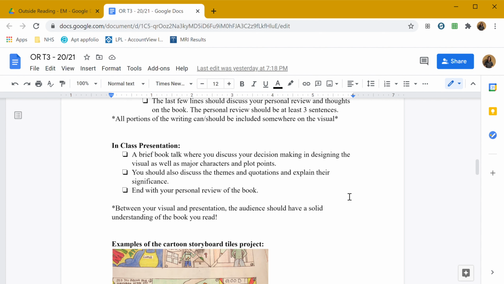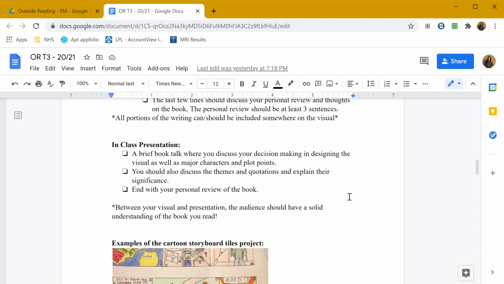And then in the same way as last time, where you come in and do an in-class presentation, it's going to be the same thing this time, where you'll come in and you'll have a very brief and kind of casual talk about the book that you read, and you just treat it like you are sharing with a friend what book you read, what the book was about, and any major important themes and quotes from the book, and you would talk about your review.